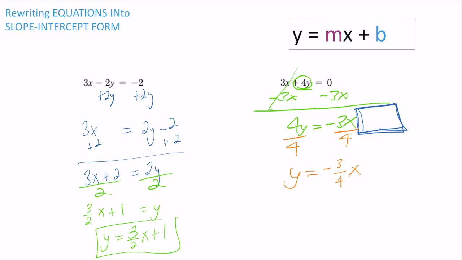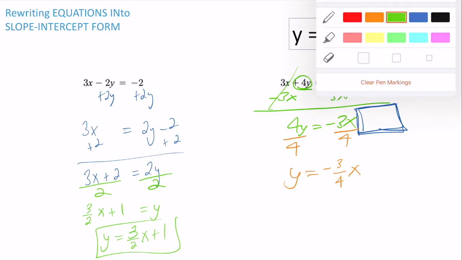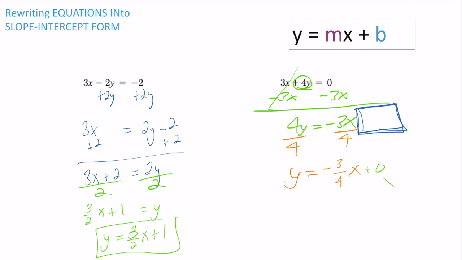And again, there's no plus or minus something, right? b is just 0. I could imagine if I wanted, there being a plus 0 here, right? And that's the y-intercept. But we generally don't write that. We just leave it blank, and so you know the y-intercept is 0. And the slope is negative 3 over 4.